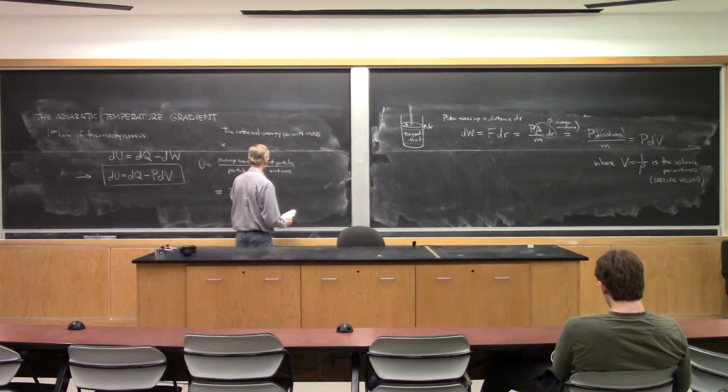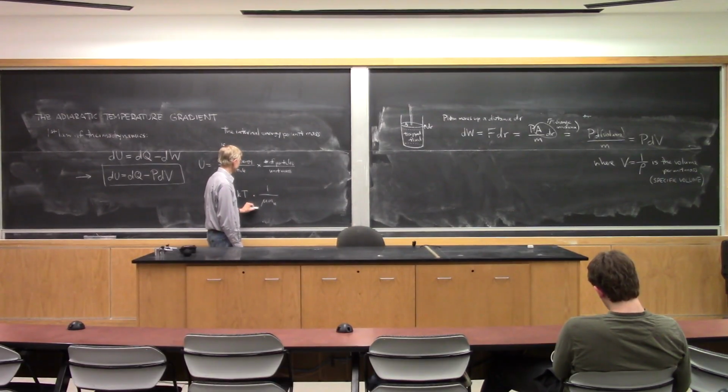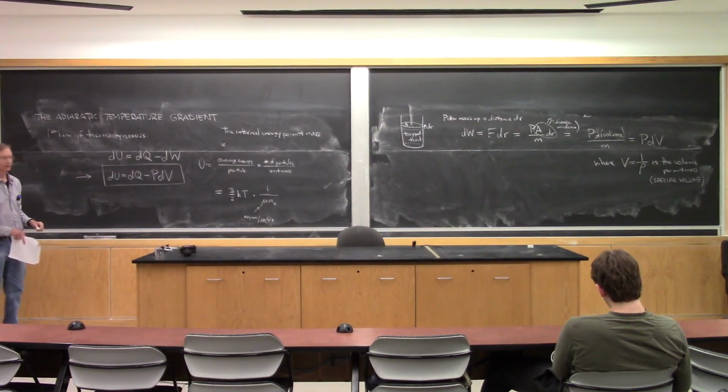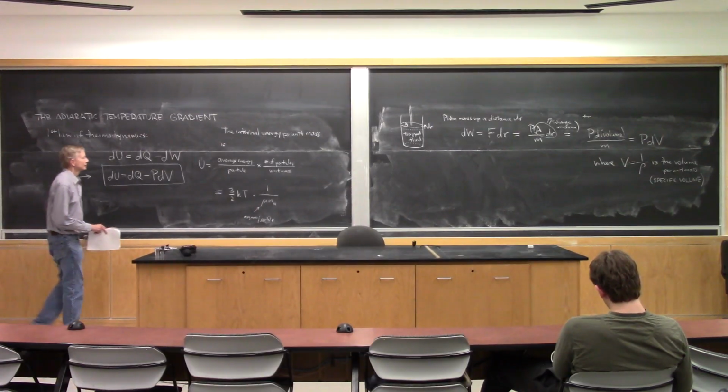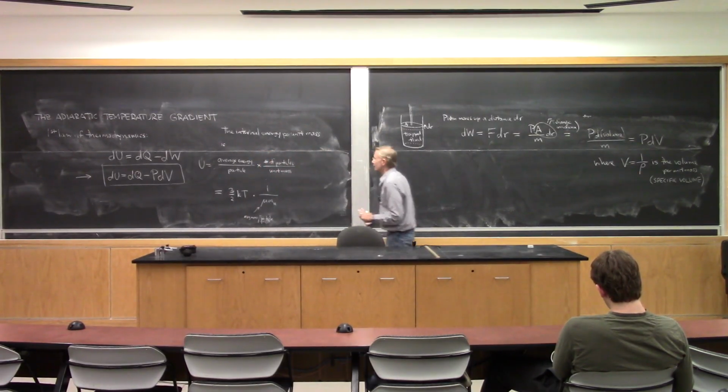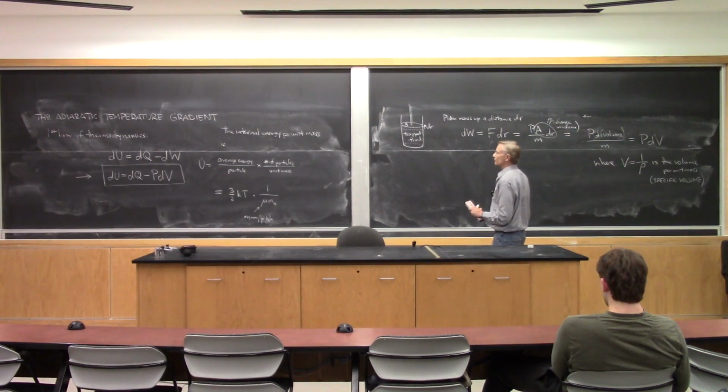the number of particles per unit mass, well, that is going to be 1 over mu m_H, because remember that mu m_H is the average mass per particle. So its reciprocal is particles per unit mass. So U is 3kT over 2 mu m_H.